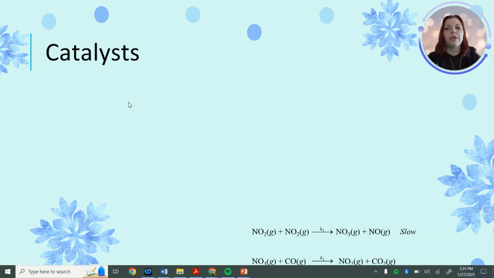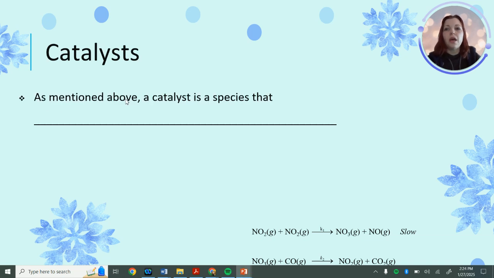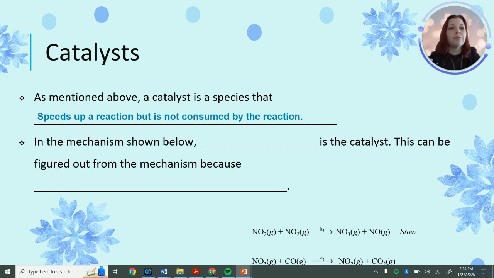Catalysts are species that speed up a reaction but are not consumed in the reaction. Sometimes we do see that they are consumed in one of the steps, but then they're produced in a later step. Other types of catalysts are always there, and that's usually something like a surface catalyst, like platinum. Sometimes platinum is added to just provide a surface for the reaction to take place on.